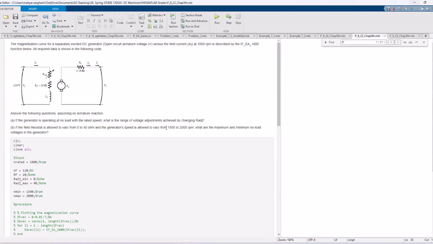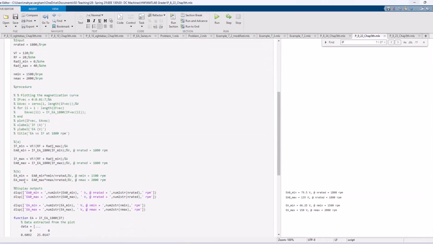In part B, again, it's asking if the field rheostat is allowed to change in that operating range, and the generator's speed is allowed to vary from 1500 all the way up to 2000 RPM, what would be the maximum and minimum no-load voltages in the generator. So now we have another factor, which is that we're allowing the prime mover to change its speed between 1500 and 2000. That's another factor that can impact the voltage. The 1500 is obviously the minimum, associated with the minimum voltage when R adjustable is at its maximum. And 2000 would be associated with the EA maximum when R adjustable is at its minimum.